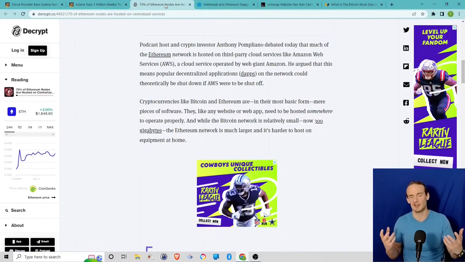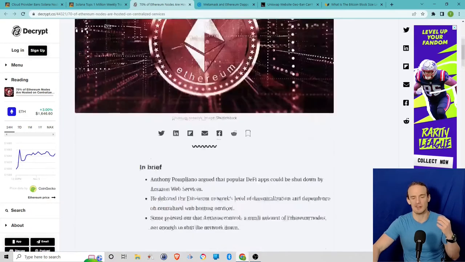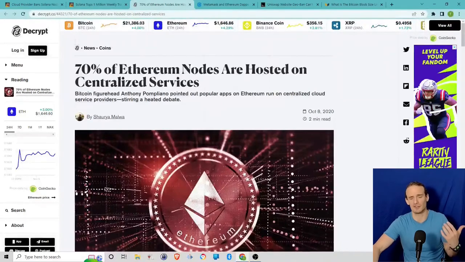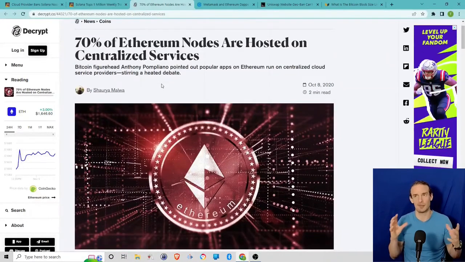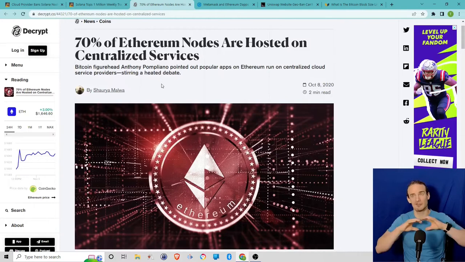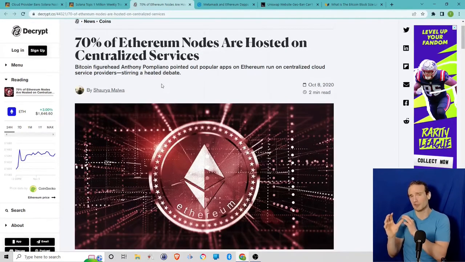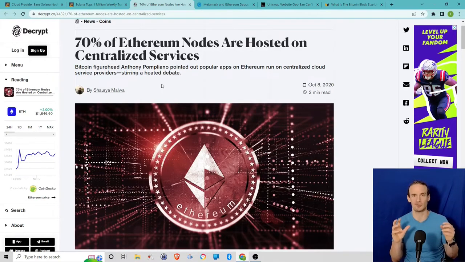Even Ethereum, 70% of their nodes are hosted on centralized services. I don't remember the exact figure, but I think of that 70% of nodes that are hosted on centralized services, almost 50% of that is just AWS alone. So a huge centralization there in terms of where the nodes are being hosted. And I want to get into why that's important and why it matters.